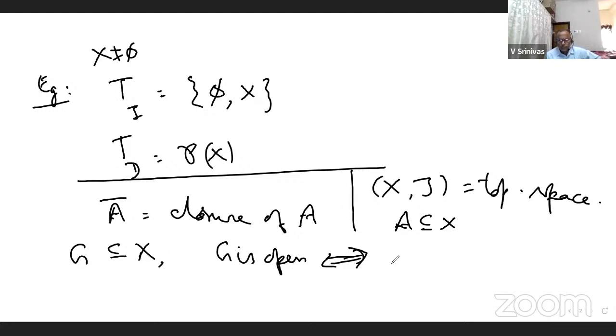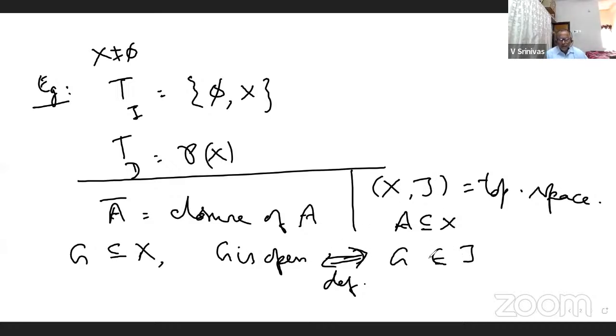G is open? G has to belong to tau, isn't it? If you have a topological space X, tau, and if G is a subset of this whole space capital X, then G can be called an open set if and only if G is a member of tau. This is the definition. Means we are naming all the elements of tau as open sets. By open sets, we mean that they are elements in tau.